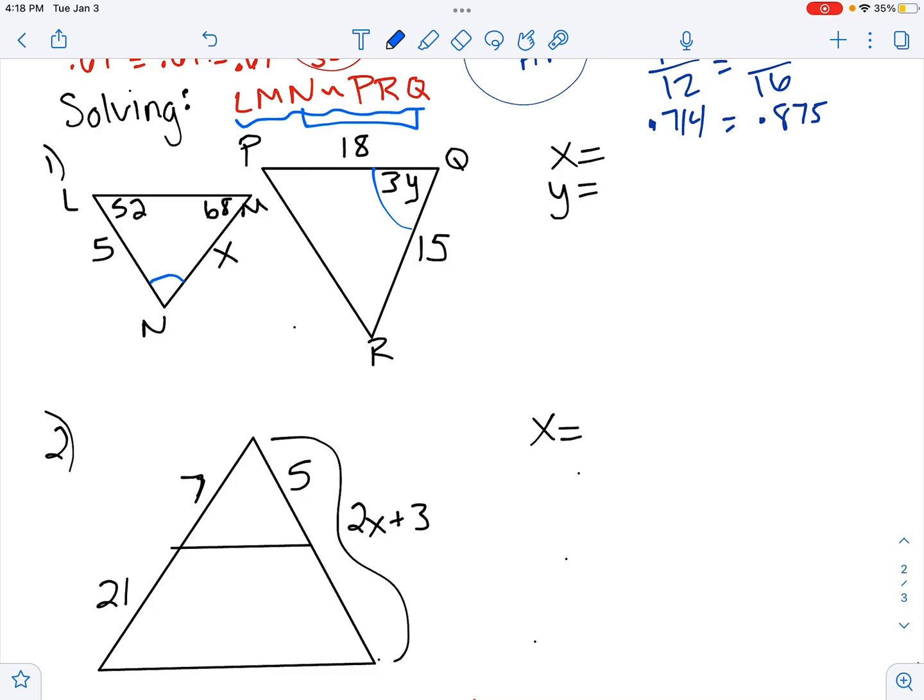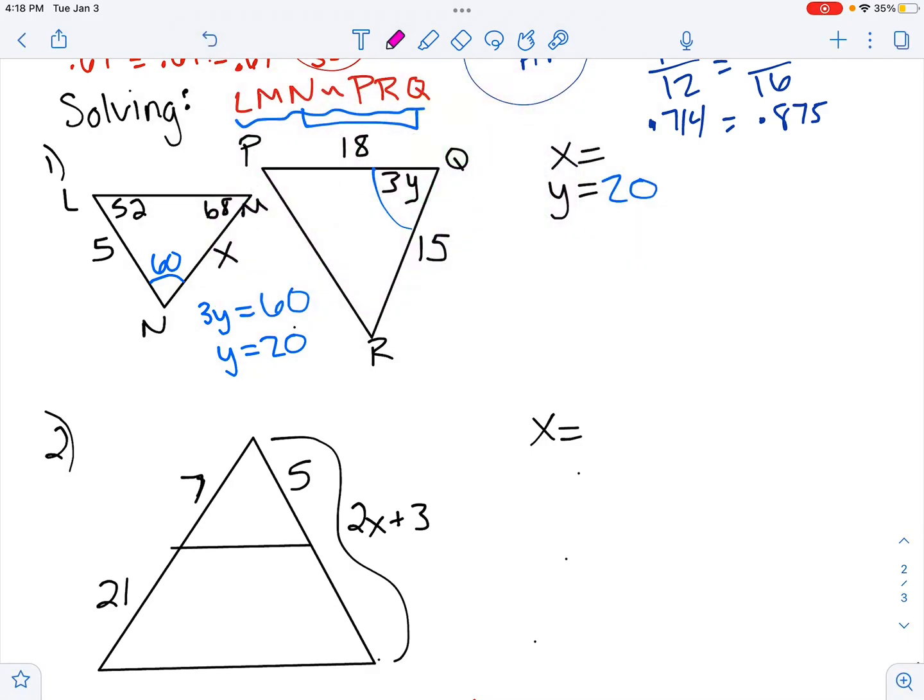I don't know what N is. I can't set those equal yet. But I do know that all 3 angles in a triangle add to be 180. So I'm going to subtract those other 2 and figure out what that angle is. Now that I have my angle, I can set them equal. 3y equals 60. Divide, and y is 20.